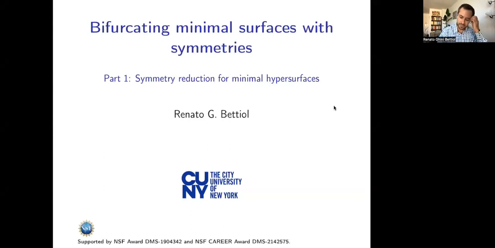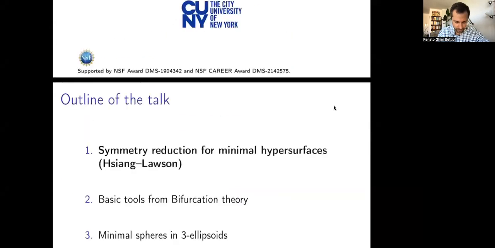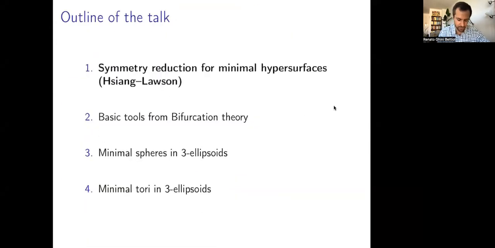Let's get started. This is the first part of the talk, bifurcating minimal surfaces with symmetries. As a reminder, this is a talk in 4 parts. The first part is symmetry reduction for minimal hypersurfaces, and we'll be following closely the work of Hsiang and Lawson.